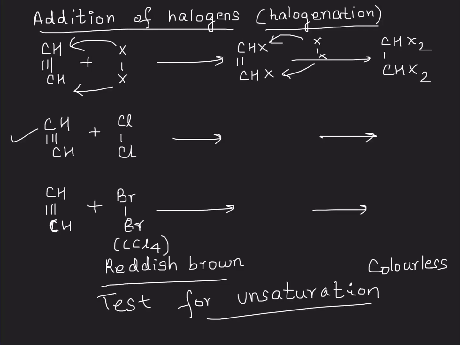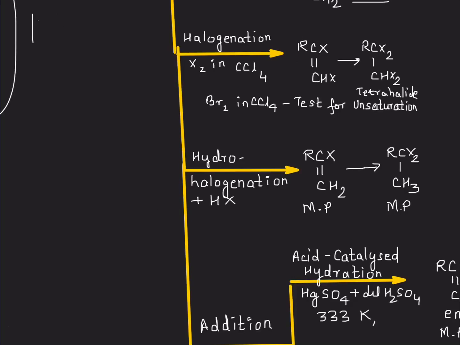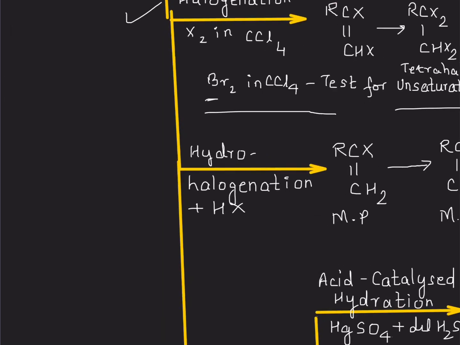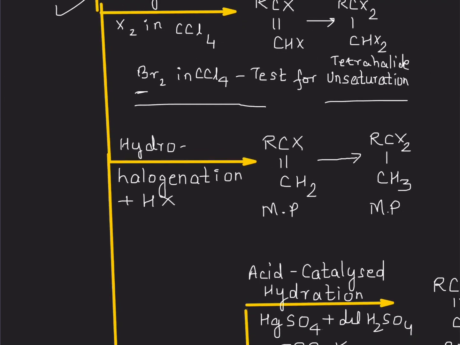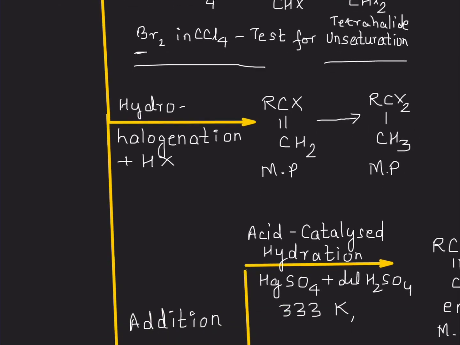Go ahead. Have you written the reaction? Very good. Let's proceed further. Now I've moved the flow chart a little up so that you can see more clearly. We've already done halogenation, and we've written over here bromine and carbon tetrachloride test for unsaturation. This is reddish brown color. If you want, you can note it down in the flow chart that you are drawing. It will help you to remember.